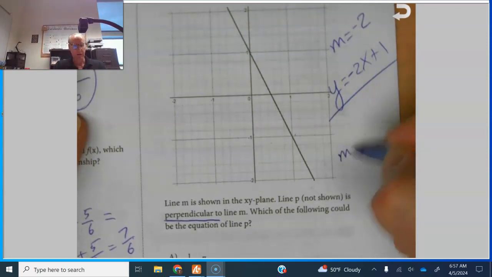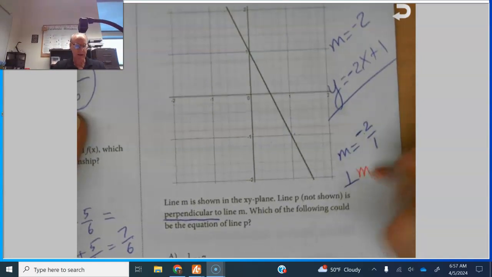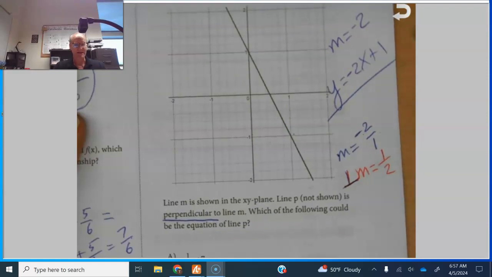Well, you have to know how perpendicular slopes work. A slope of negative 2 over 1 is perpendicular, and I'll put it in red. The perpendicular slope is the negative reciprocal. You have to change its sign and turn it over. That is 1 over 2. The negative reciprocal of negative 2 over 1 is 1/2.